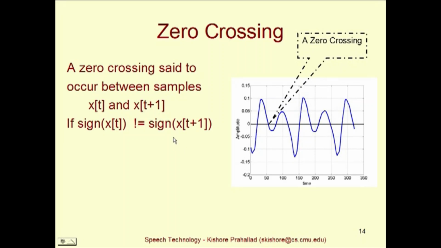And in terms of the discrete signal, that's how we represent it. If the sign of x of t doesn't match the sign of x of t plus 1, then we say there is a zero crossing between these two samples.